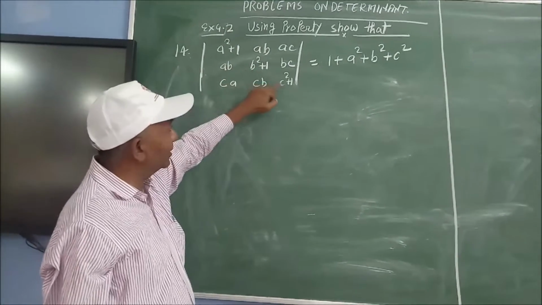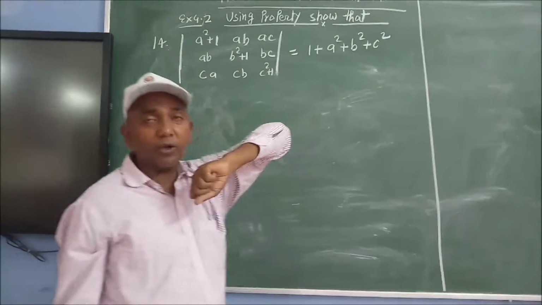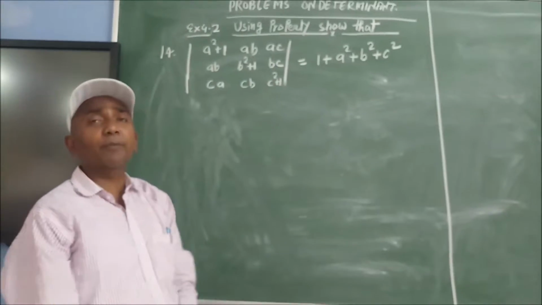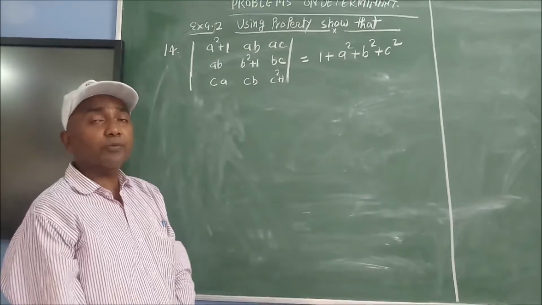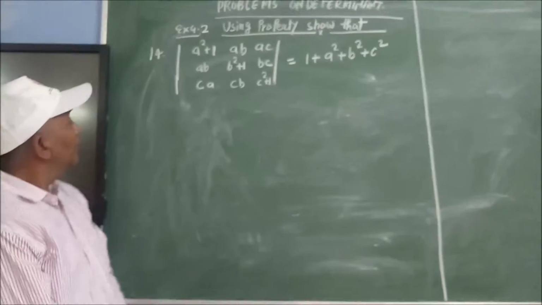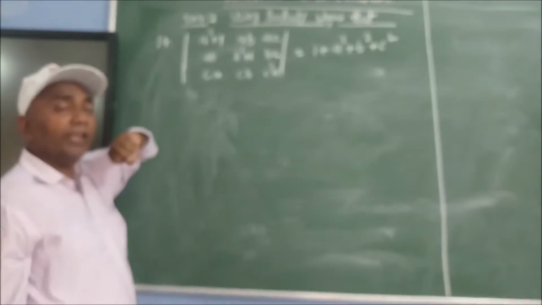Here is b square and here is c square, and we have to prove that 1 plus a square plus b square plus c square, like this. And here given ab, bc, ac, like product of the two elements. So if the question is like this, then there is an easy method for us. You can multiply any row or any column by a, b, c.